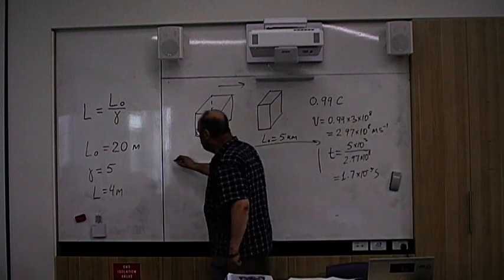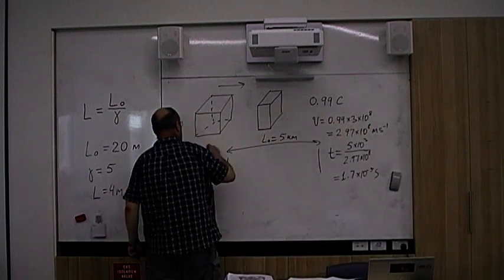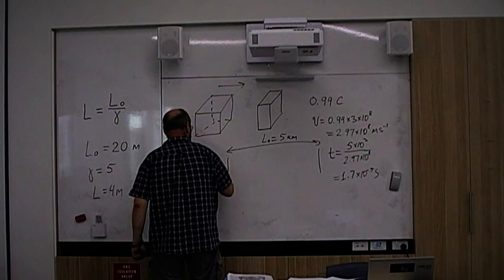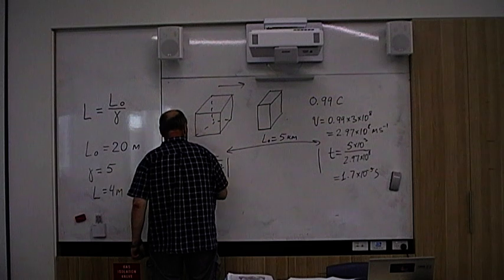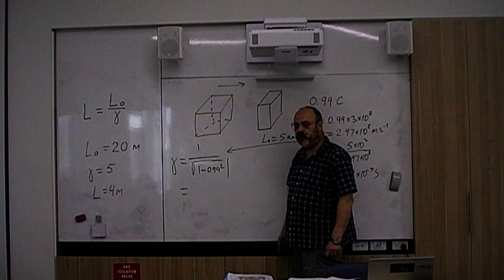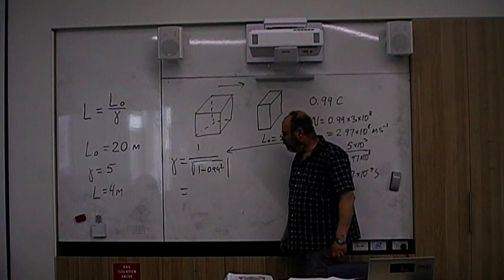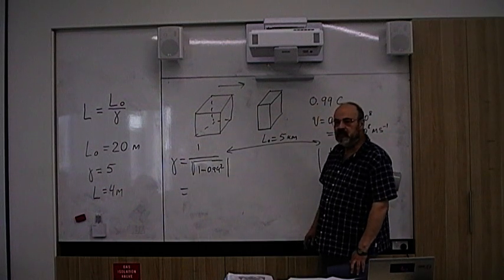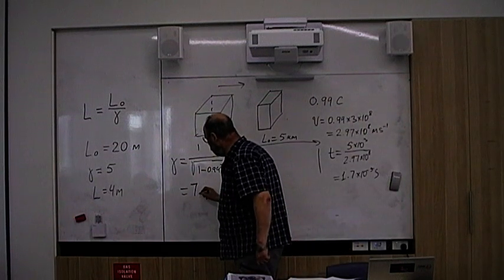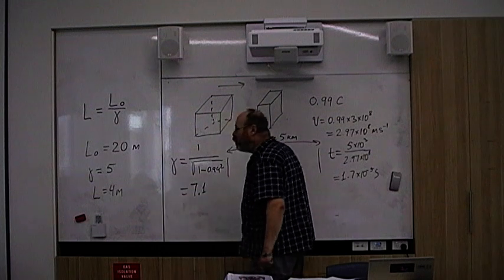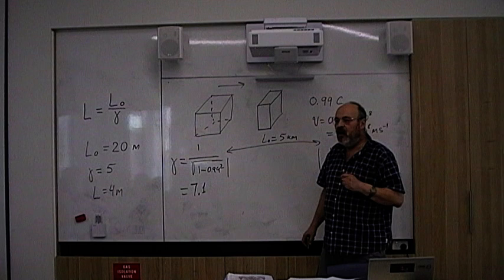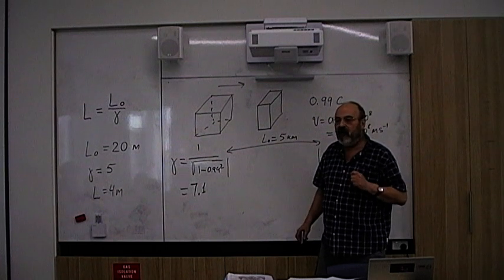Let's calculate gamma. What will gamma be? That will be 1 over the square root of 1 minus 0.99 squared. That is about 7.1.